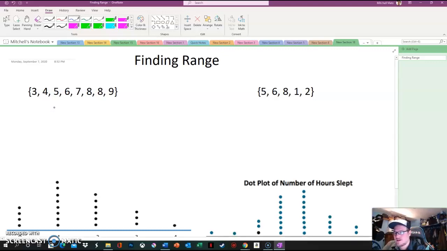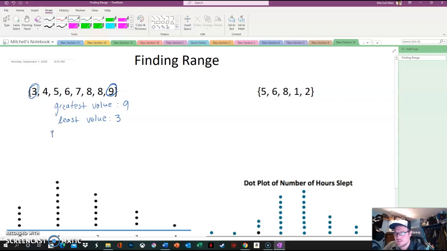I'm going to identify my greatest value first. My greatest value is 9. So I see that the largest value is 9. Now I'm going to identify my least value, so that means the lowest value. I see that 3 is my very lowest value. So 3 will be my lowest.